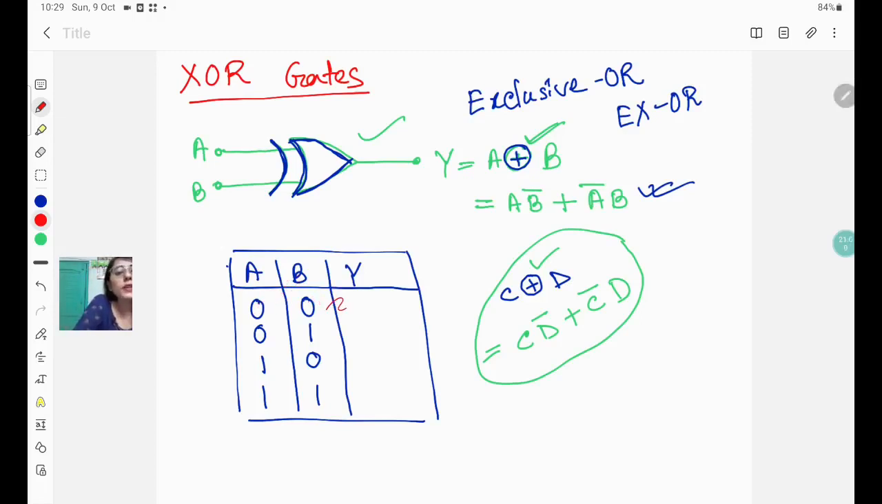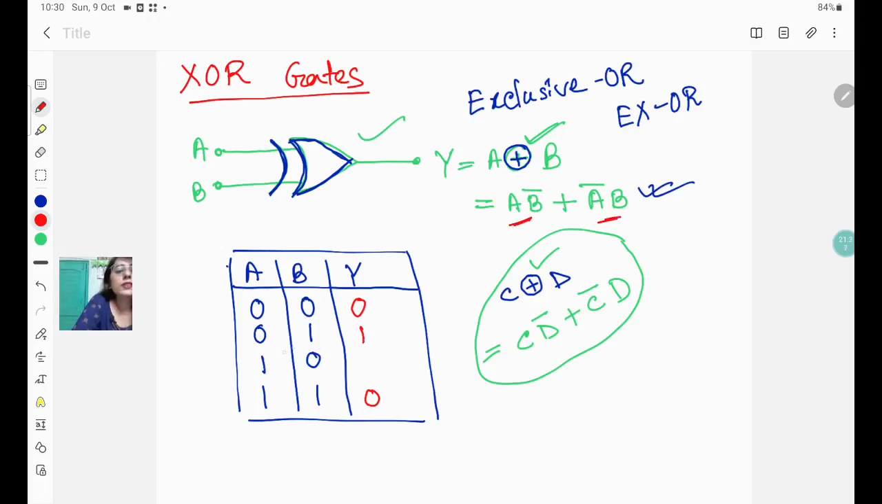If both of the inputs are 0, what will you have? Both of the inputs are 0 and you will have a 0 there. If both of the inputs are 1, the last scenario, in that scenario also you will have a 0 over there. If one of the inputs is 0 and the other one is 1, that is, A is 0, B is 1, what will be happening here? A is 0, B is 1. In that scenario this will be 0, but this will be 1, so it will be 1.